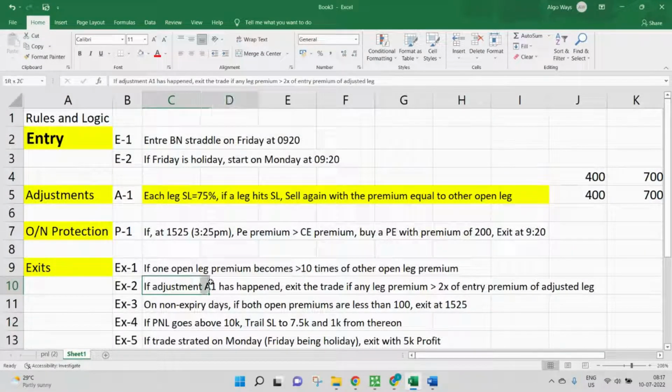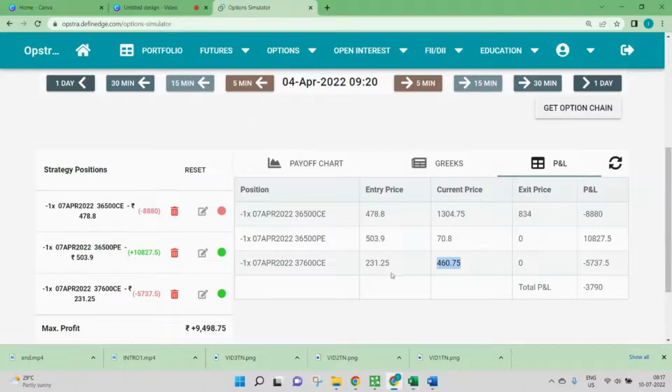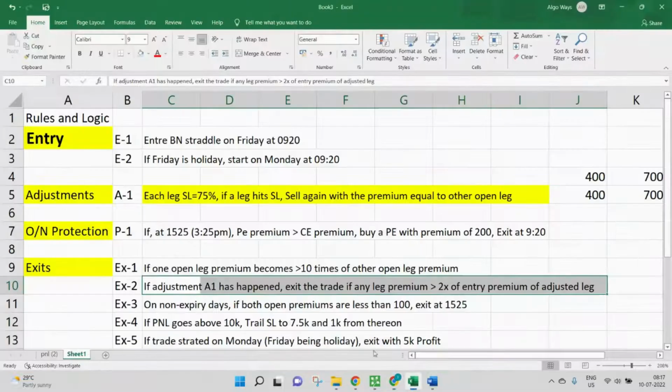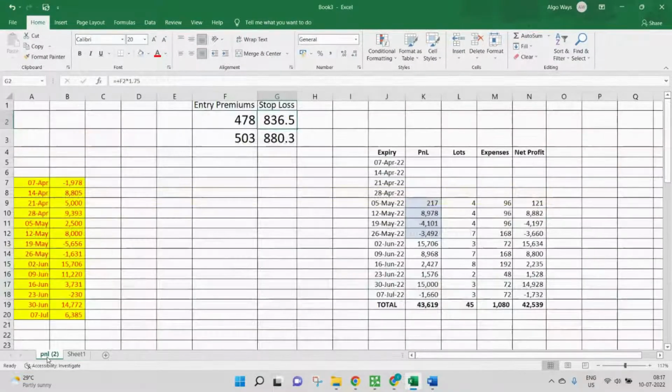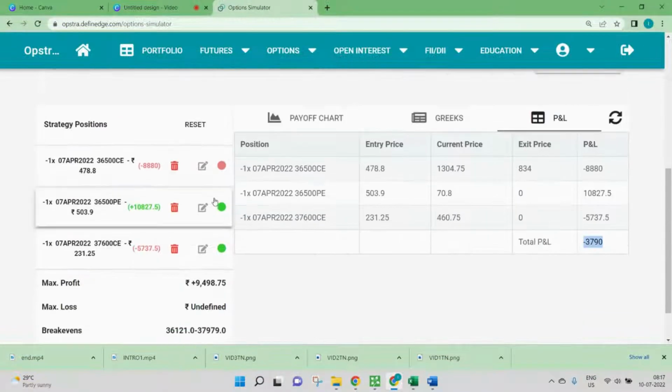If adjustment 1 has happened, then the exit price will be 2 times the entry of the adjusted leg. 2 times 231 is 460. So we exit the trade with a 3790 loss. Let me record that. Expiry 7th April, minus 3790. Number of lots is 1, 2, 3.